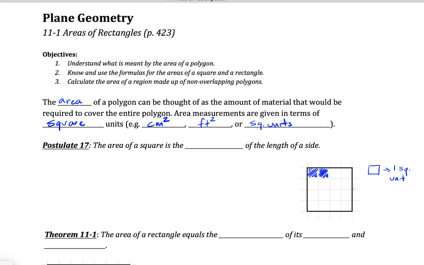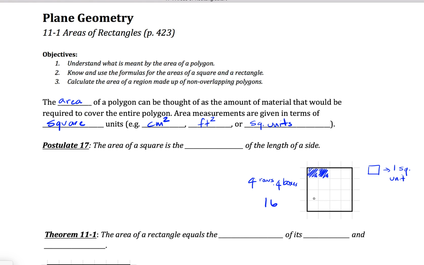But of course, there's probably an easier way to do it. You might notice that the square units arranged inside this square are in rows going horizontally and columns going vertically. How many rows are there? 1, 2, 3, 4 rows. And how many boxes are in each row? 1, 2, 3, 4. So we could have just taken 4 rows with 4 boxes each and done 4 times 4, and we would have known there are 16 without having to count them.